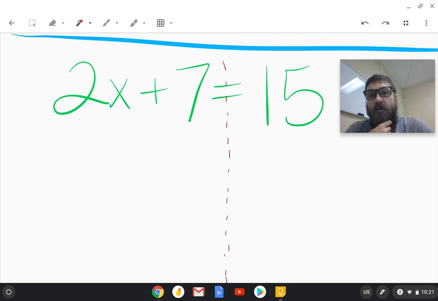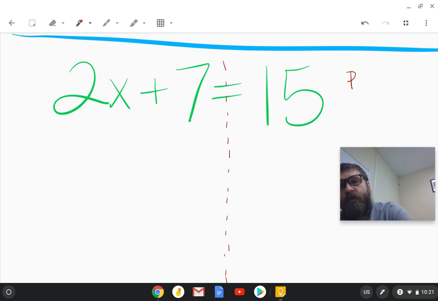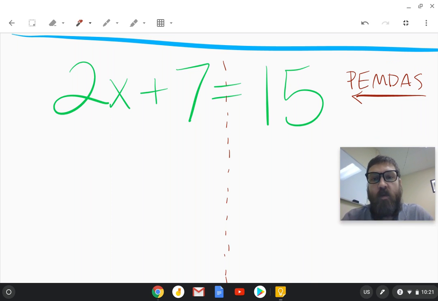So there are 2 ways you could start. You could start by dealing with the 2. You could start by dealing with the 7. But I want to talk about what I think is the best way to do this, and that is to follow the order of operations in reverse order. So if you remember, order of operations is PEMDAS. And we want to go in the opposite direction when we solve. And that should make sense, because when we were working things out, we went from P to S. And now we're doing the opposite. We're undoing everything, so we want to go in the opposite direction.